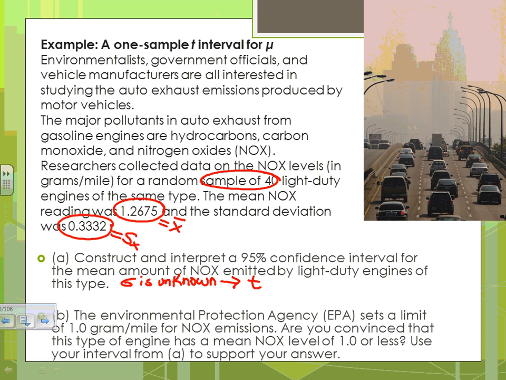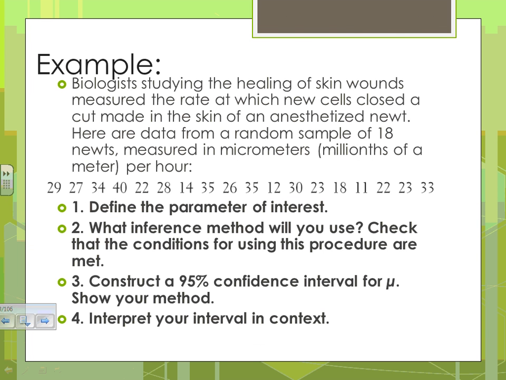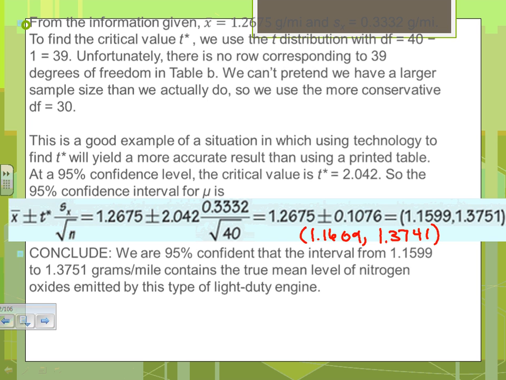So, B says the Environmental Protection Agency sets a limit of 1 gram a mile for NOx emissions. Are you convinced that this type of engine has a mean NOx level of 1.0 or less? Use your interval from A to support your answer. So let's look at this. What did it say? We got an interval of 1.16 to 1.37, and so let's see, 1.0 is definitely lower than that interval, so I don't think they're being very accurate here, okay, of saying that it's 1.0 or less, because we're saying that the mean is definitely greater than that. So I think that they are lying.